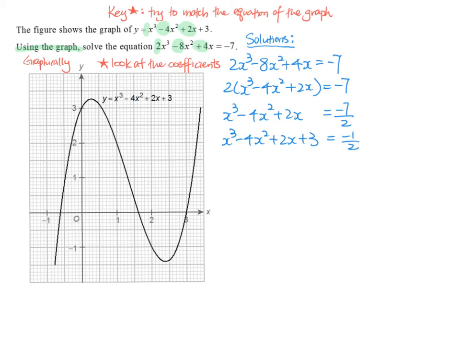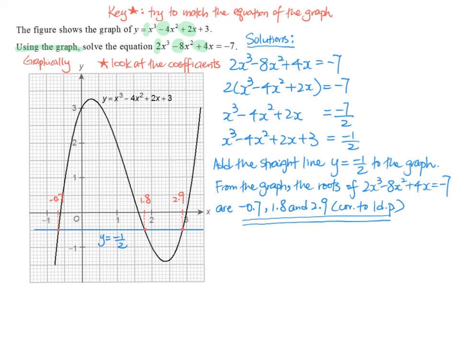So now we're going to draw this line. I set this to be y, and then I add this line here, y equals negative 1 over 2. And so from the graph, the roots would be the intersections here, these 3 numbers, correct to 1 dp because 1 unit here would be 0.1.